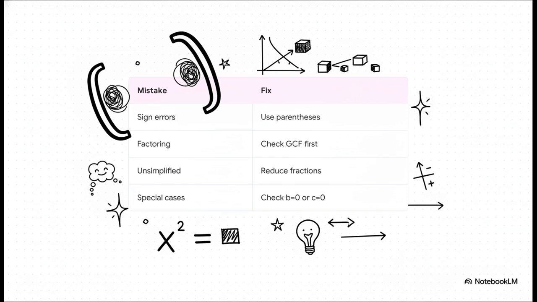Second, factoring errors. For this one, teach them to always check for a greatest common factor before even trying to factor the quadratic. Third, forgetting to simplify the final answer. Remind them to reduce those fractions fully. And fourth, ignoring special cases. Look, if there's no linear term, or b equals 0, there's no way you should use the full formula. Just isolate x squared. These super simple fixes save literally hours of student frustration.